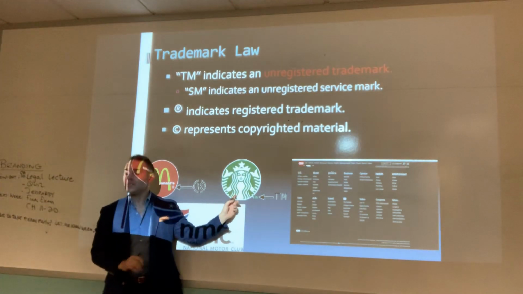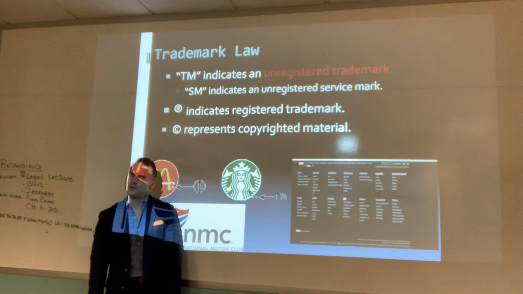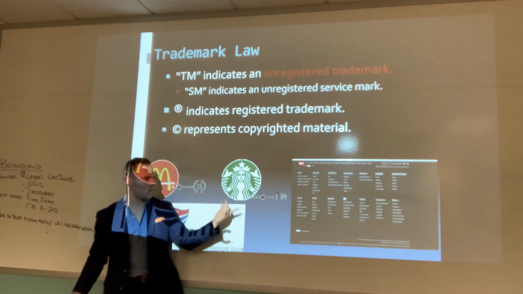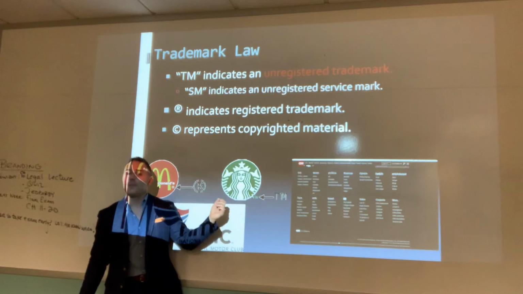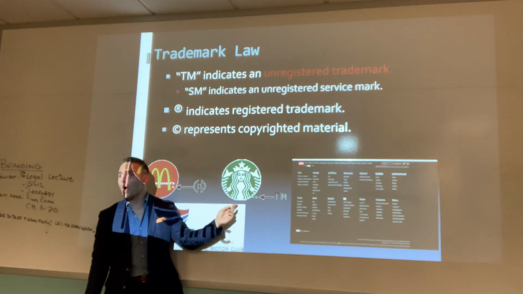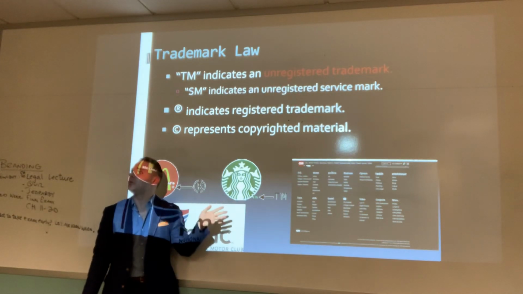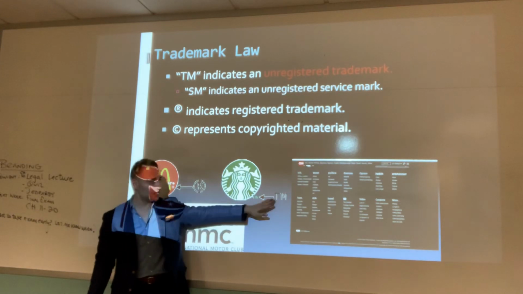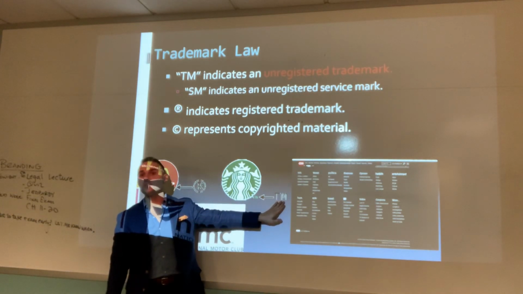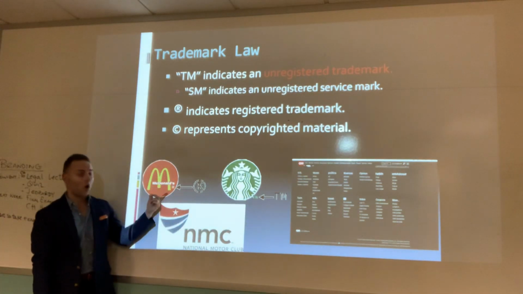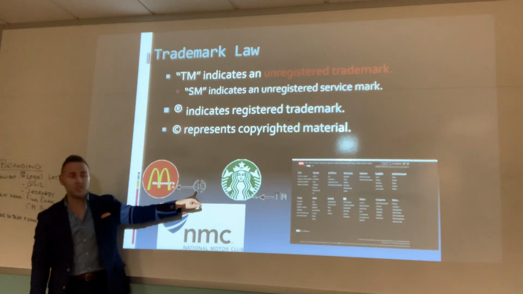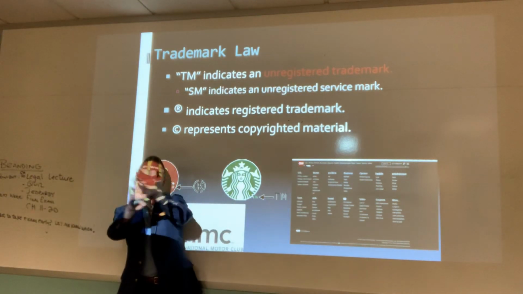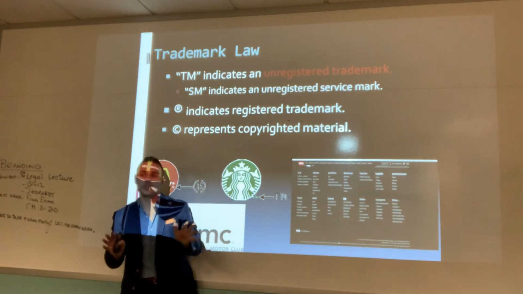This logo is not. You might sit here and say, well, how the heck could Starbucks not have registered their logo with the United States Patent and Trademark Office? Because it is so undeniably recognizable that it is Starbucks, that it simply is telling the world, this is our unregistered trademark and we are the first company to use it. Okay? So, R circle, registered with the USPTO. TM, not registered with the USPTO.